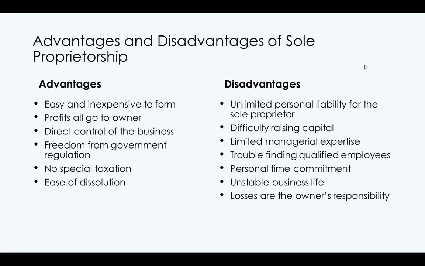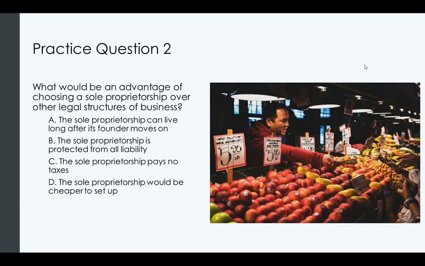And of course, losses are the owner's responsibility. So if somebody gets sick off the fish and sues and it closes the fish market, then all the bills he had for the ice and the fish that were caught from the previous months, he's going to be responsible for all of that. And then there are partnerships.